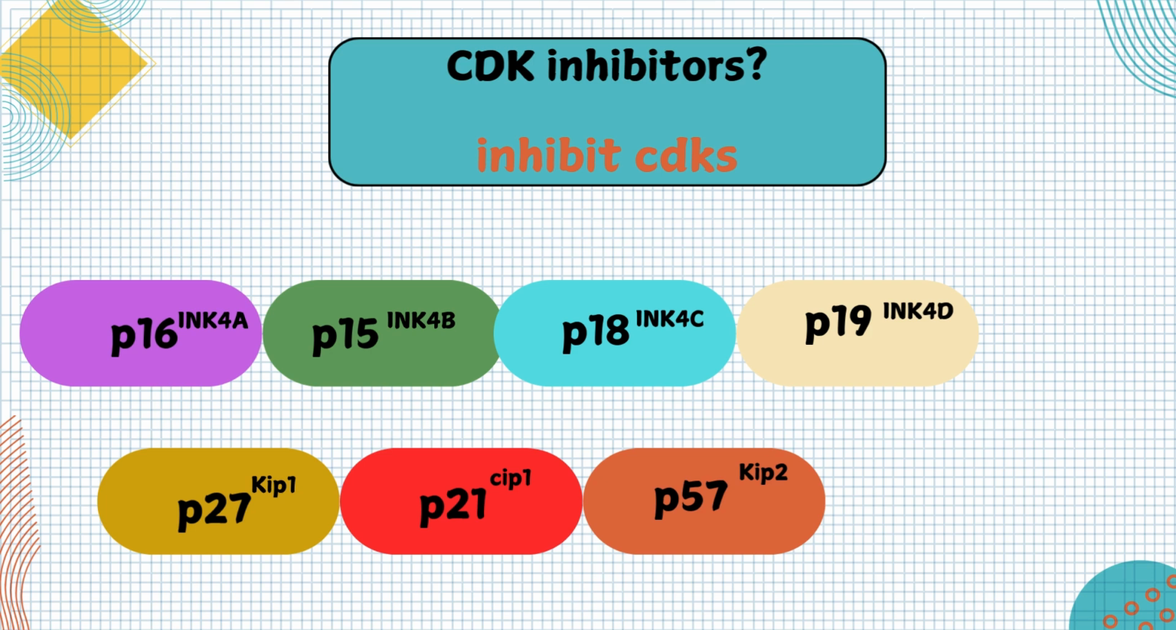So these are 7 CDK inhibitors that inhibit CDKs because they have a very important role to prevent cancer.